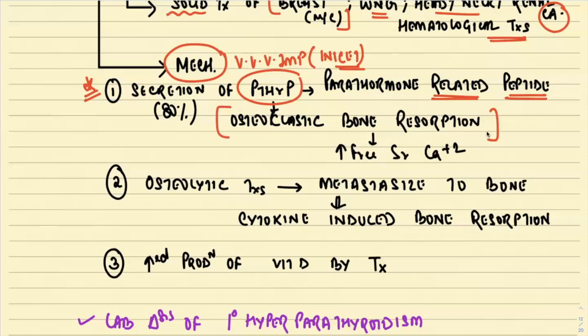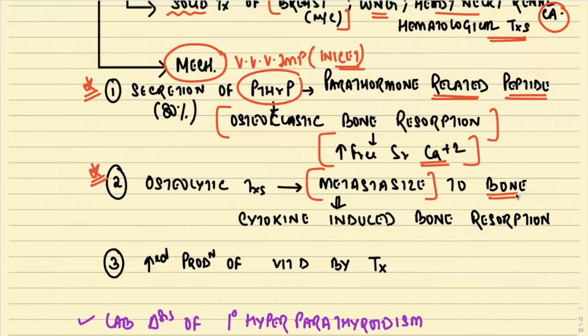The basic function of the osteoclast, which is nothing but a class of macrophage, is to phagocytose or eat up the bone and release whatever calcium is there. That is going to increase the free serum calcium level. The second important mechanism is osteolytic tumors when they metastasize to the bone. So for example, there is a breast carcinoma and that has metastasized to a bone.